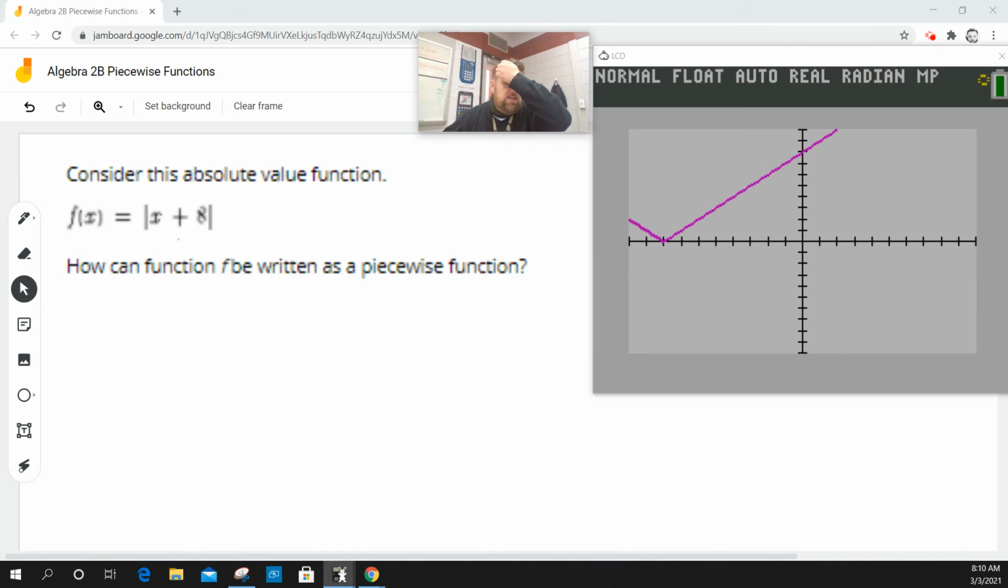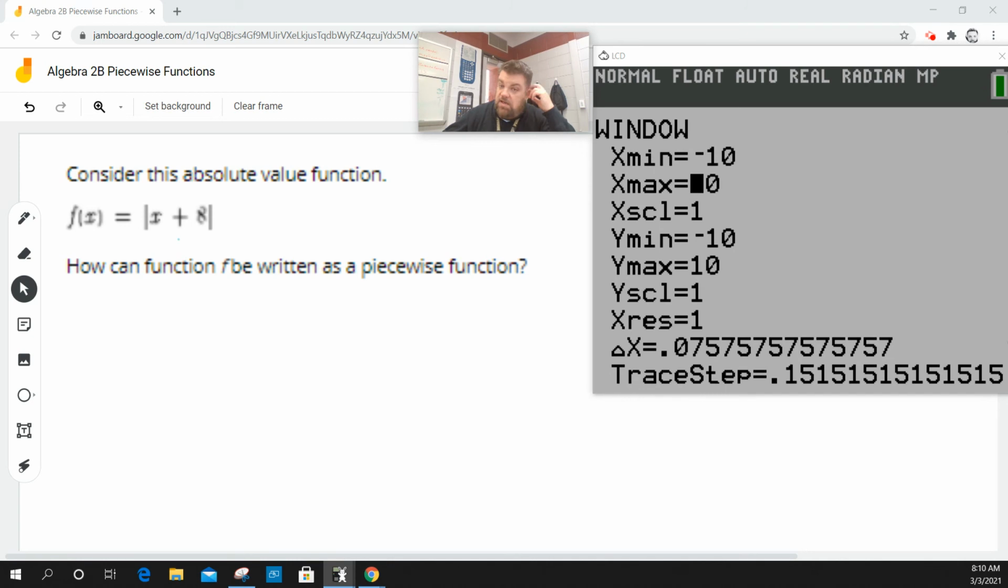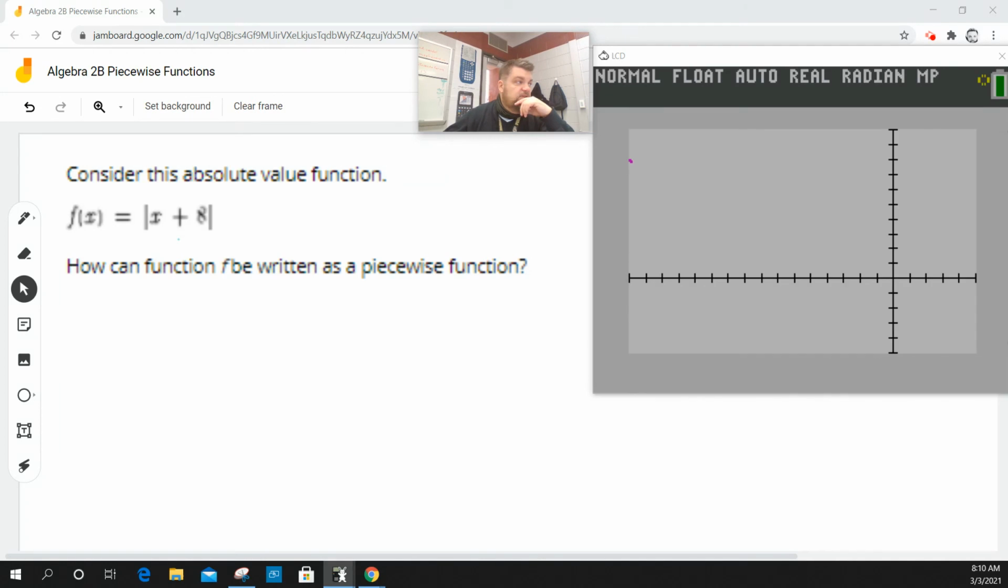And so the plus 8 just takes the parent function of the absolute value. Let me change my window real quick. I want to get some of the symmetry in there. So I'm going to take my x min and change that to like a negative 16. And my x max, I'll just make it like 5. All right. And then my y min does not need to be that low. We'll make it a negative 5. And we'll get something like this. Okay. So let's take a screenshot of that and label that.